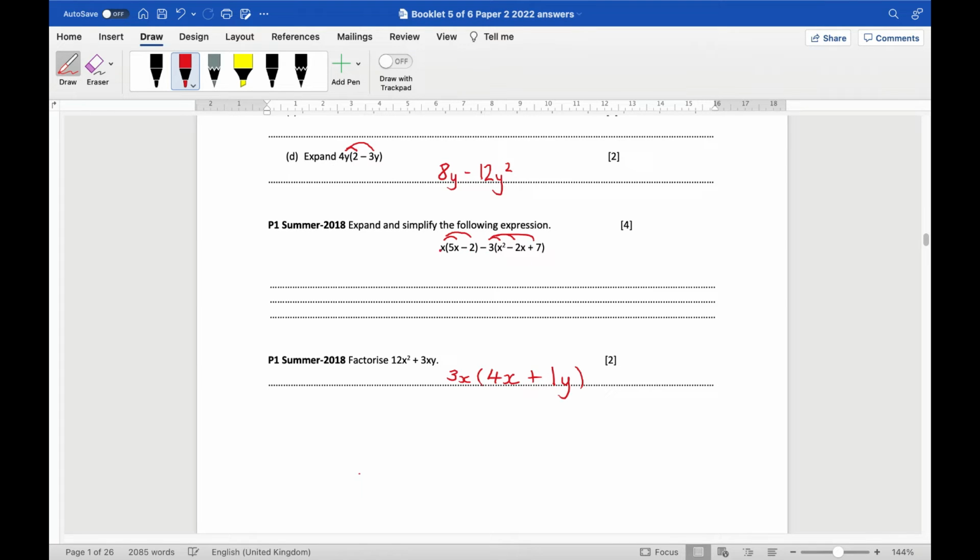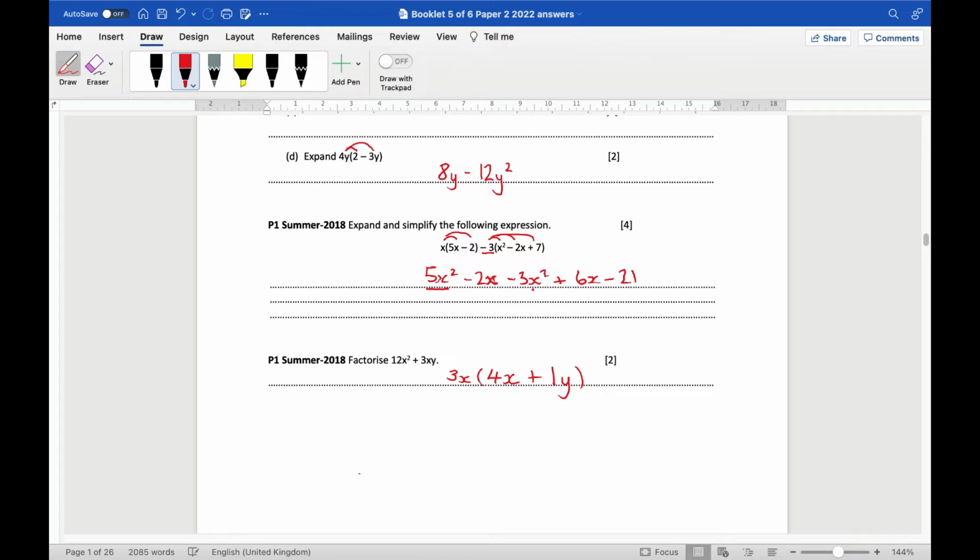So times what's in the bracket by outside, and then simplify. So we've got 5x squared minus 2x. And the reason I'm doing this is because of this being minus 3, didn't like it. Times all these things in this bracket by minus 3. So minus 3 times x squared. Minus 3 times minus 2x makes that one positive 6x. And minus 3 times 7 is minus 21.